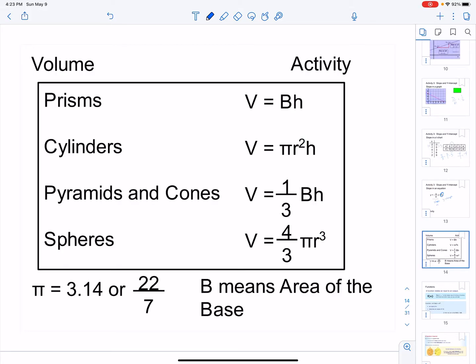Geometry. We know volume and surface area are really big. Okay, so for volume, we know that we're going to do capital BH, and we know the capital B stands for area of the base. And we know that in a cylinder, we've got pi r squared times h. We know for pyramids and cones, 1/3 area of the base times the height. And for spheres, 4/3 pi r cubed. We need to remember that capital B means area of the base. Okay, now we also have surface area, and I'll come back and talk about that in just a few minutes, hopefully.